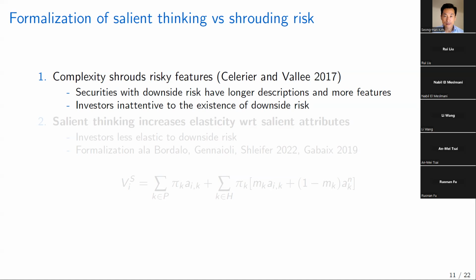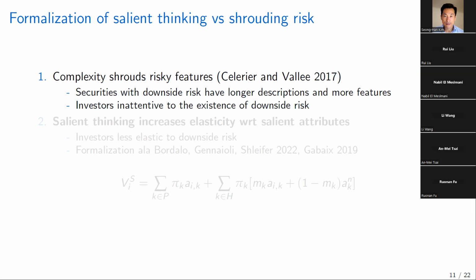So they also focus on this additional fine print. The story they have in mind, they do not have an exact formalization in the paper, but if you read the description and look at the empirical specification, they have a story in mind where complexity, these additional conditions, shroud risky features. They compare securities with and without downside risk, and they find that the ones with downside risk are more complex, they have longer descriptions, they have more features.